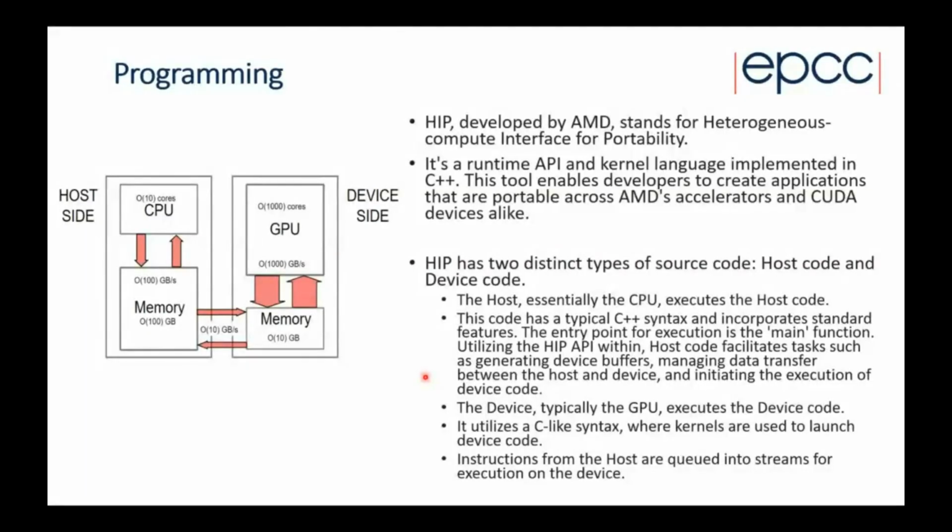The device, which is typically the GPU, executes the device code. It utilizes a C-like syntax where kernels are used to launch device execution. You write a kernel, you bundle it up in some call, and it is committed to the device by the CPU in a host side HIP call. That is then available to be executed on the device side at a later date by being queued into a stream for execution on the device. There is an asynchronous process going on here. We don't necessarily sit on the host side waiting for the GPU to finish its work. We can be getting on with other useful work on the CPU while we wait for the GPU to complete the particular job we've just given it in the kernel.